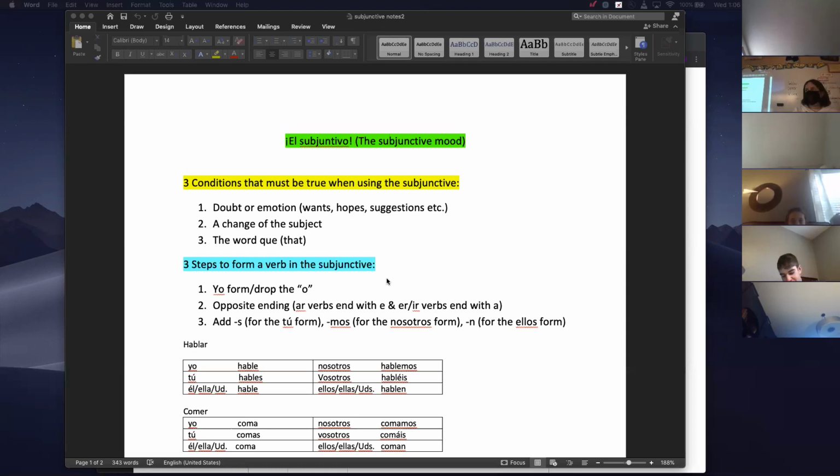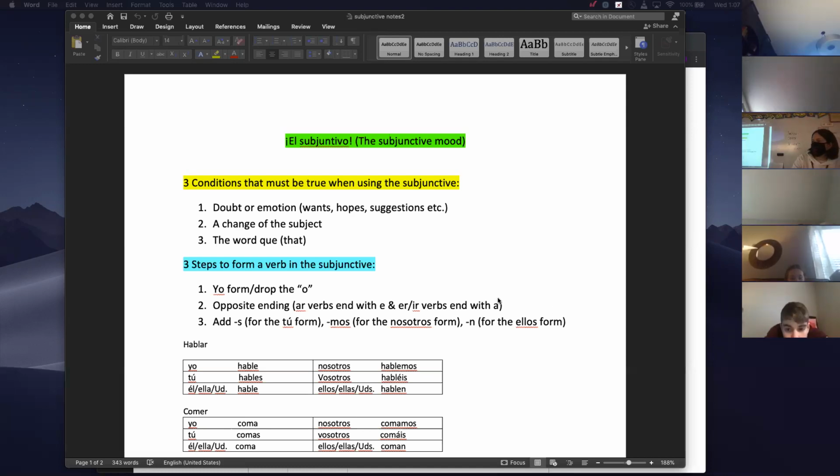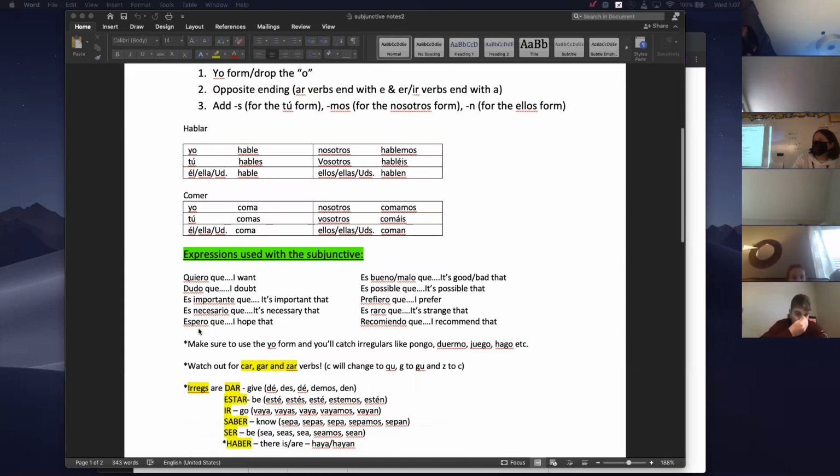So talk me through when to use it. There's three things that have to be true to use a subjunctive verb. Ethan, start us off. Give me one thing. Doubt or emotion. Okay, there has to be doubt or emotion. So it's like, I hope that you do something. I recommend that you do something. Look, if you see anything that starts with this, that is going to use doubt or emotion, right? I hope, it's important, it's necessary, I doubt, it's good, it's bad, it's possible, I prefer, I recommend. All of those things are going to imply that you use the subjunctive if the other two things are also true.